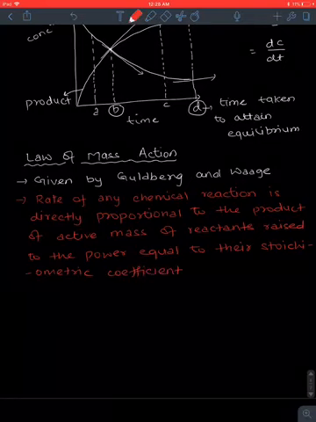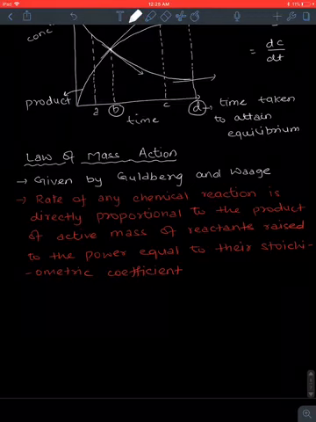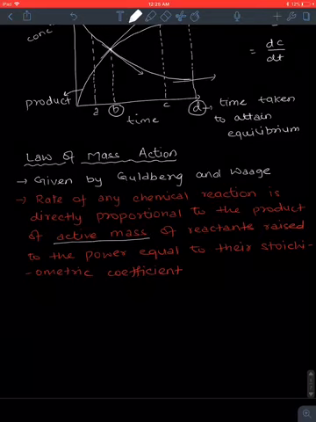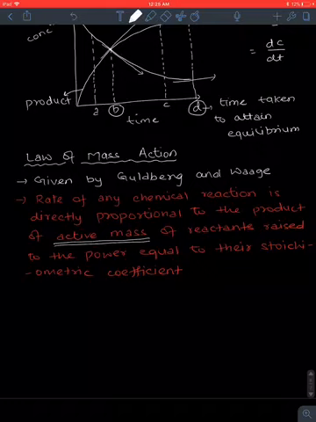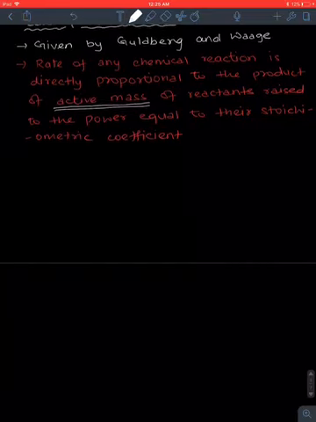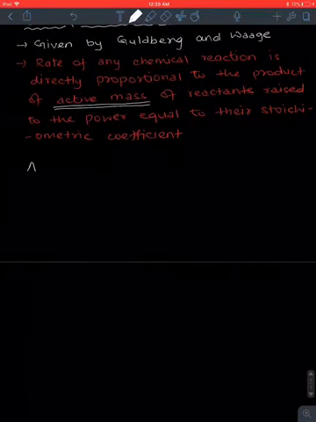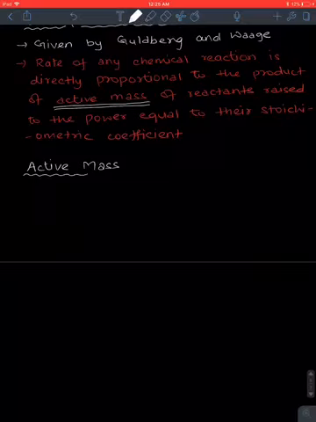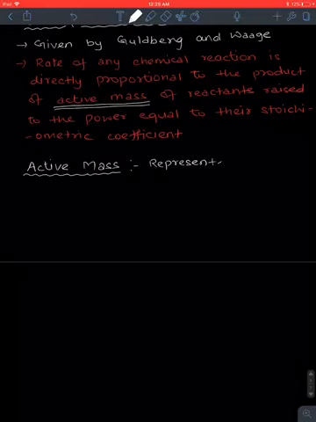Before understanding this law, you should be clear with one term: what actually is active mass. This point should be cleared, then only we'll be able to proceed with the law of mass action. So let's try to understand the meaning of active mass. Active mass is nothing but the concentration of a species, and it is represented in terms of mole per liter.